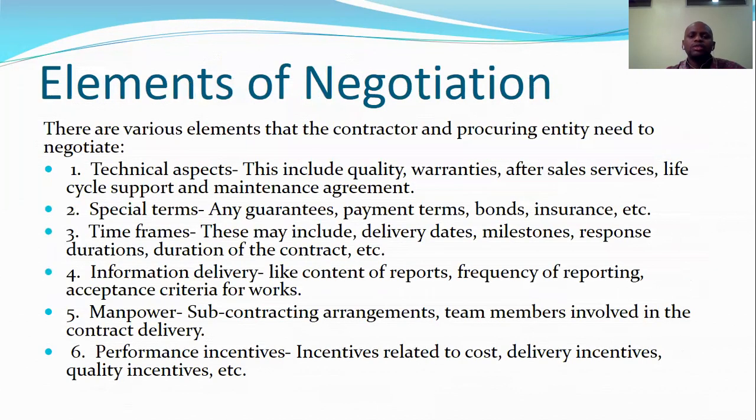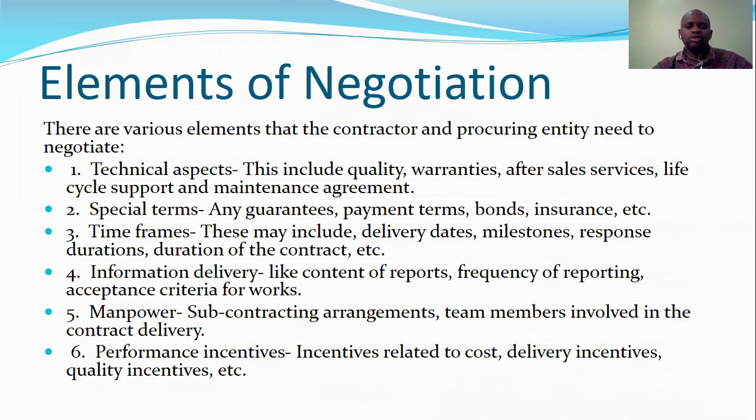So what are some of the elements of a negotiation? Number one is the technical aspect. This includes the quality, warranties, after-sales service, life cycle support, and maintenance agreement. Then we also have the special terms, which include any guarantee of payment, terms, bonds, and insurance. Then we also have the issue of time frames. These may include delivery dates, milestone responses, duration of the contract, etc.